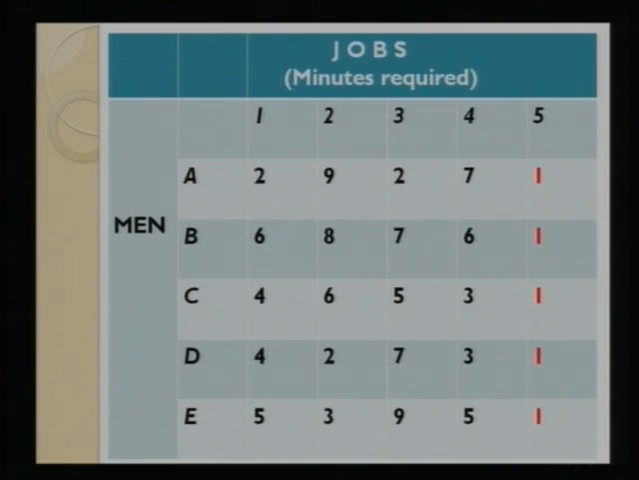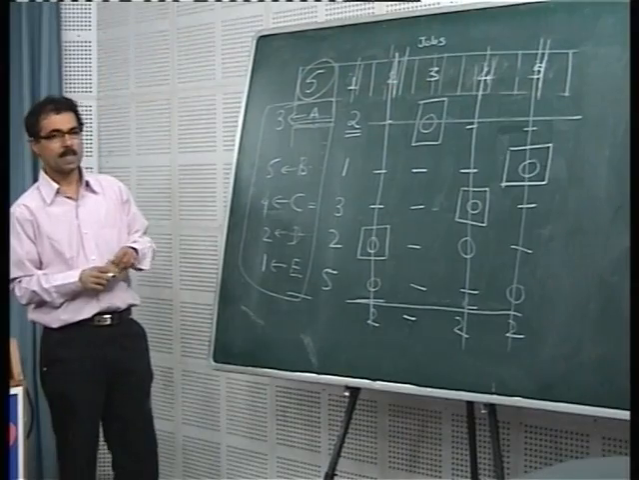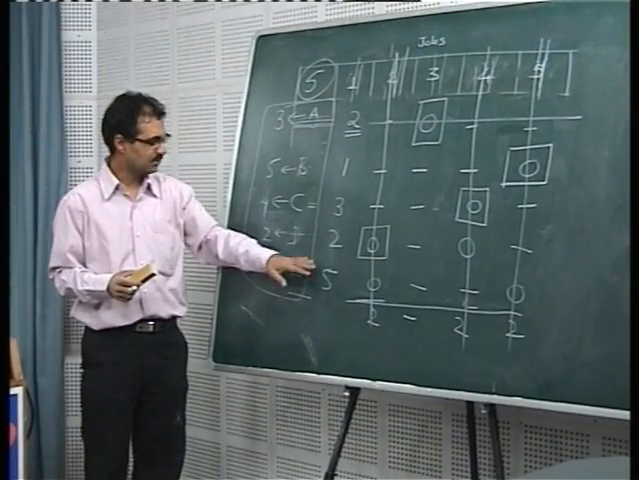If B is given the fifth job, that is 1. If C is given the fourth job, okay, that is value 3. If D is given the second job, the value is 2. And if E is given the first job, okay, the value is 5. So again, we can see on the board, we have noted down these values actually.